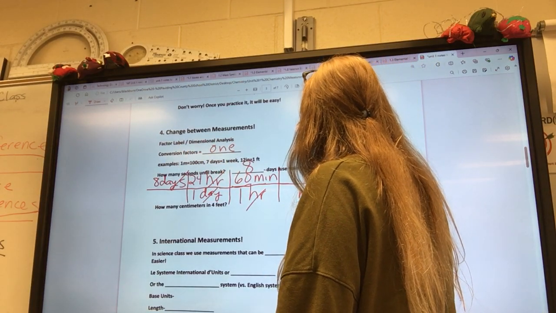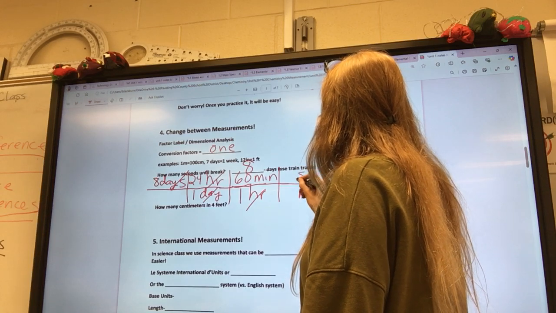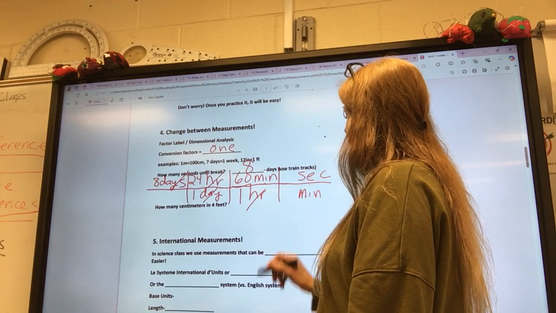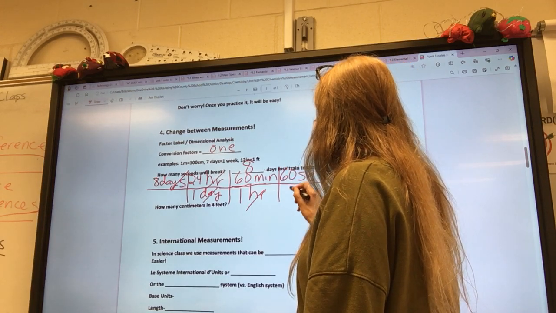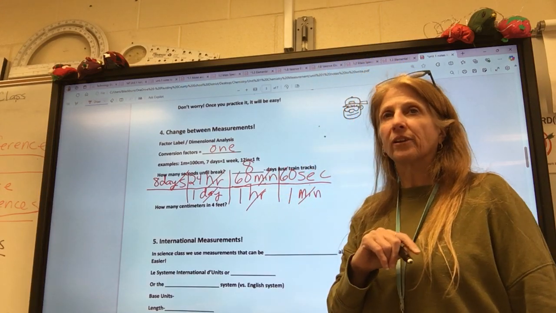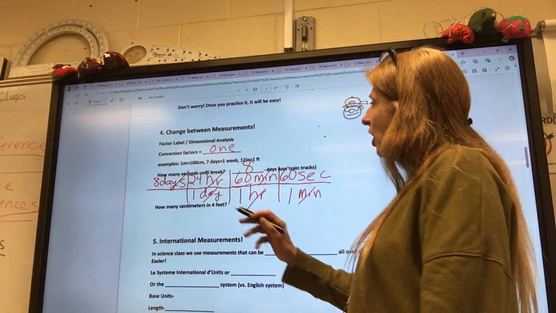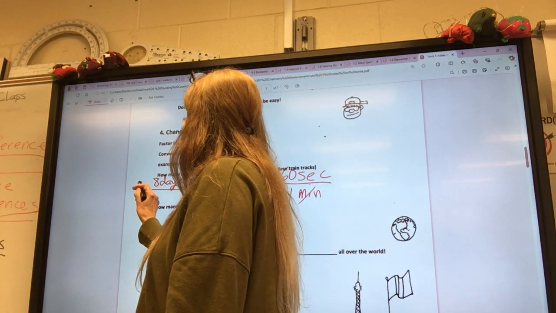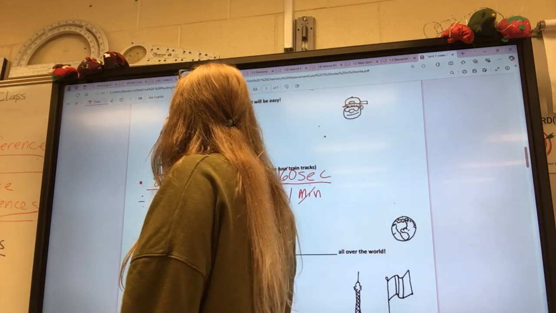More fun with sound effects. And now I know the relationship between minutes and seconds. There's 60 seconds in 1 minute. Minutes cancel out, and I got what I was looking for, seconds. Numbers on top get multiplied. Numbers on bottom are divided.